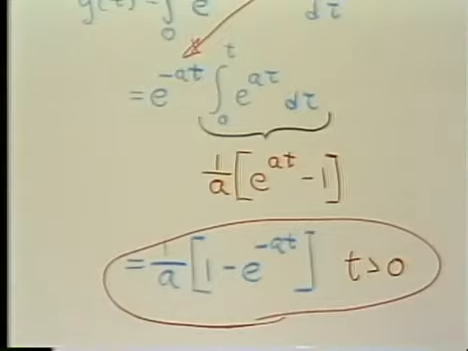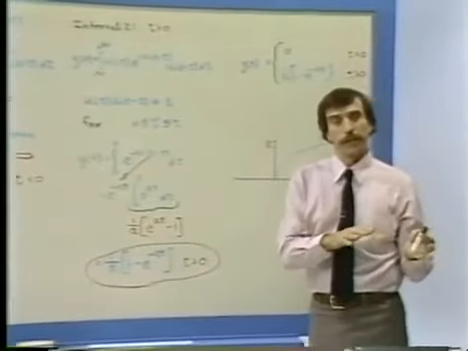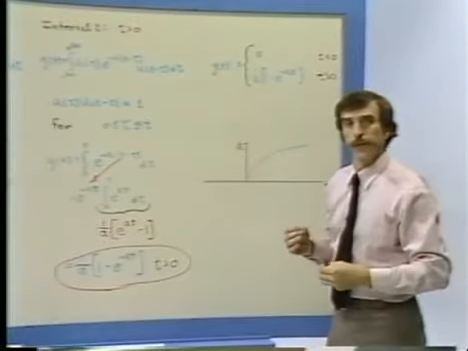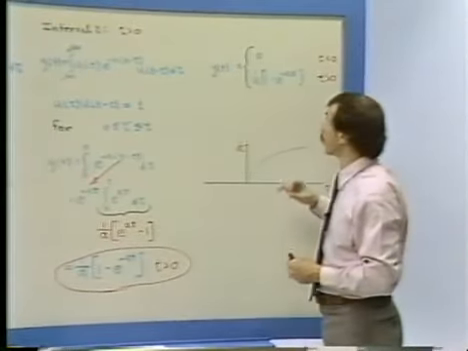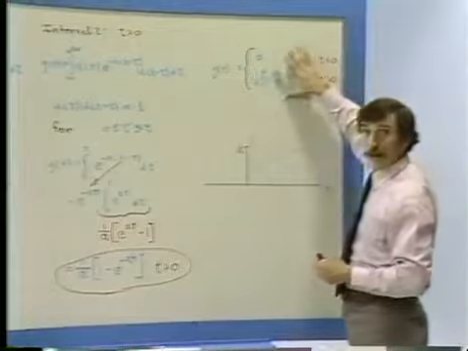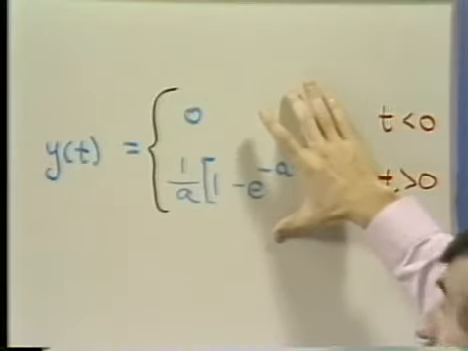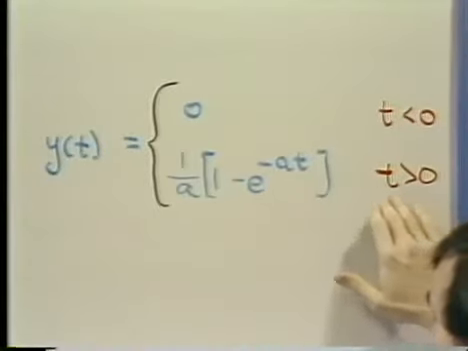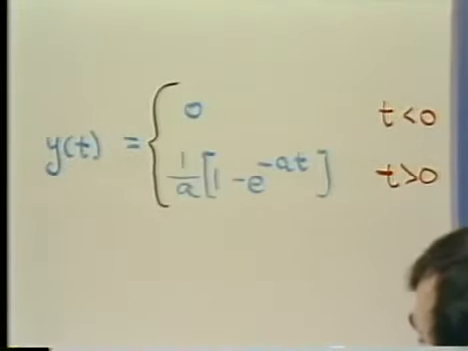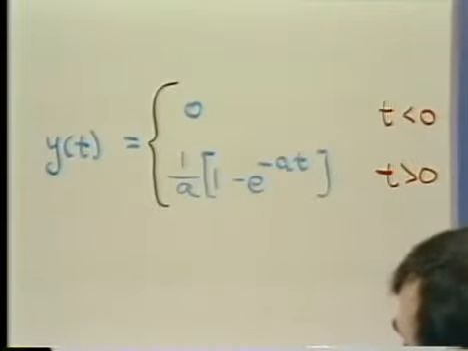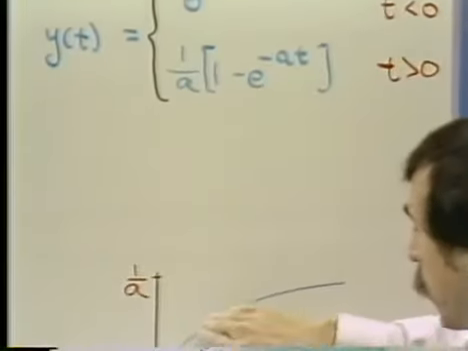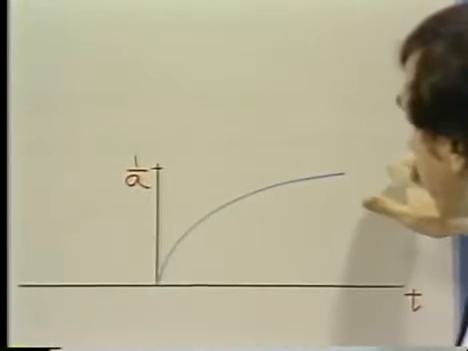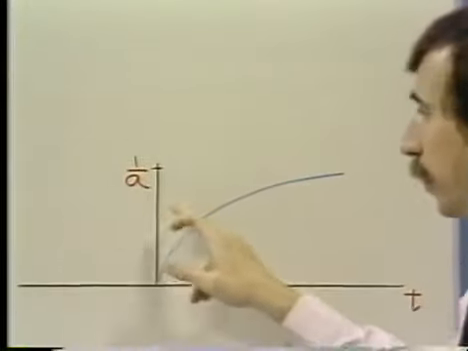So we worked out t less than 0, and we come out with 0. We work out t greater than 0, and we come out with this algebraic expression. And if we plot this algebraic expression as a function of time, we find that it corresponds to an exponential behavior starting at 0 and exponentially heading asymptotically toward the value 1 over a.